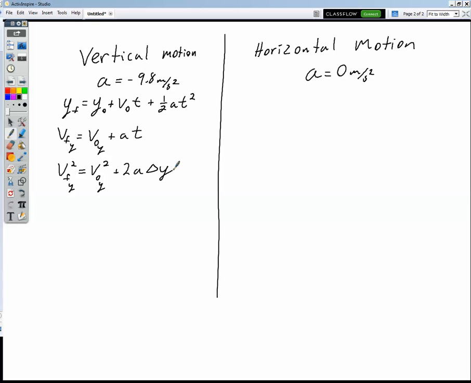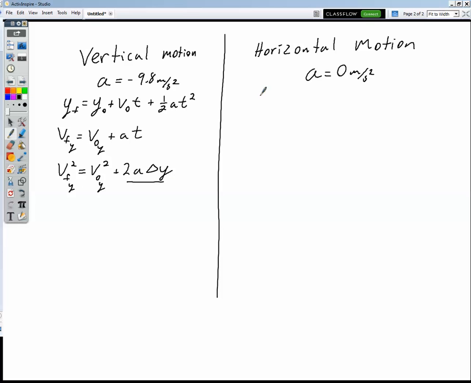Horizontally over here, take a look at these equations. Every single one of them has an a in it. So the middle equation doesn't apply. It gives us an uninteresting v final equals v naught when we look at the horizontal motion. Same thing for the third equation. The acceleration is 0, so this term right here cancels out. V final equals v naught. Those two equations don't help us out at all horizontally because there is no acceleration.